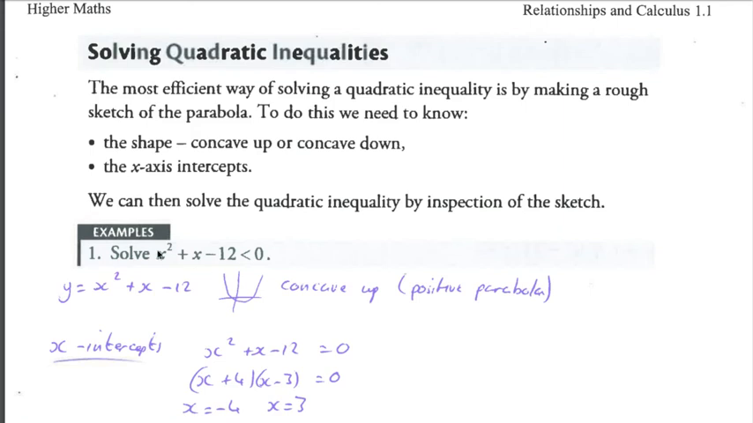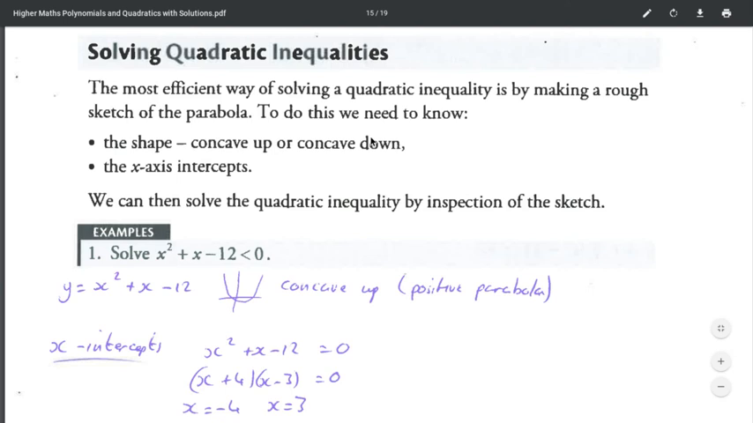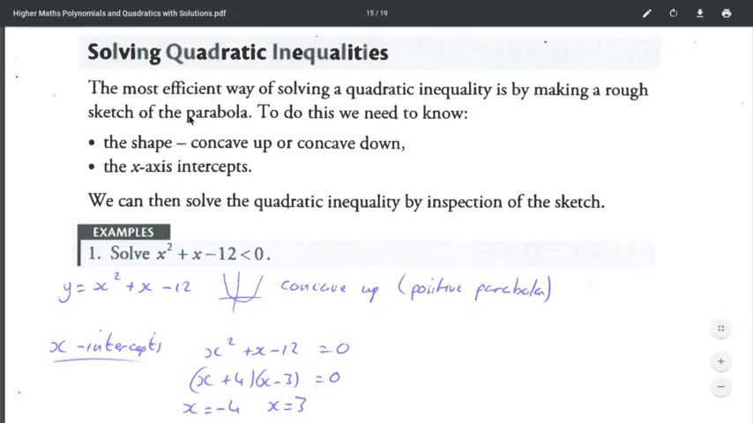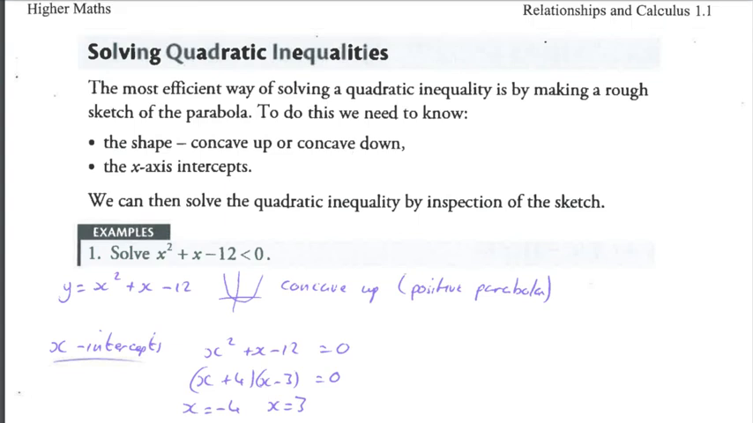So we're going to be solving something that looks like x squared plus x minus 12 is less than 0. Remember, that is an inequality, so less than, greater than, less than or equal to, greater than or equal to. The most efficient way of doing this is by making a rough sketch of the parabola. To do this we need two things: the shape, concave up or concave down, so smiley face or sad face parabola, and the x-axis intercepts. We can then solve the quadratic inequality by inspection of the sketch. So let's have a look at how we do that.